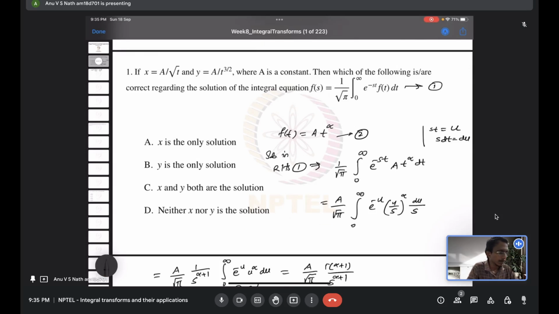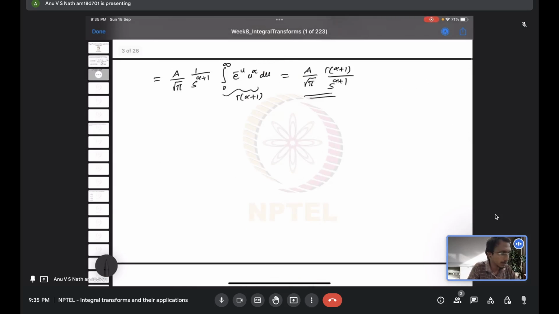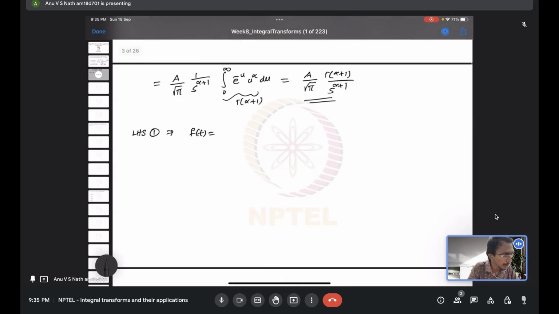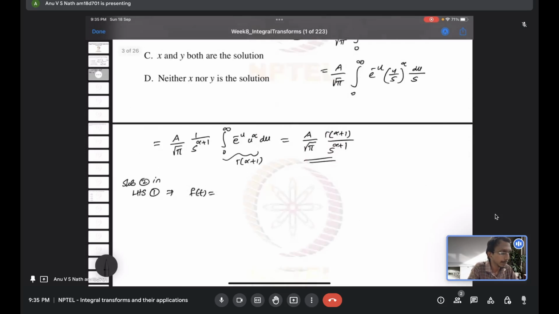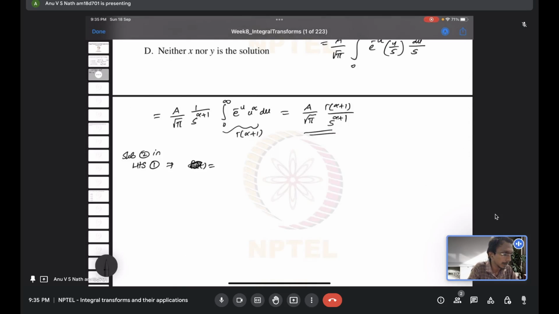So that's what we got from the right hand side. So LHS of 1 says that f of t... here also we substitute 2 in the LHS of 1, which says that f of s. Sorry, LHS is supposed to be f of s, right? So it's f of s. If you do that, it is a s raised to alpha, because the f of t was a t raised to alpha. Now we are doing f of s, which is a s raised to alpha.